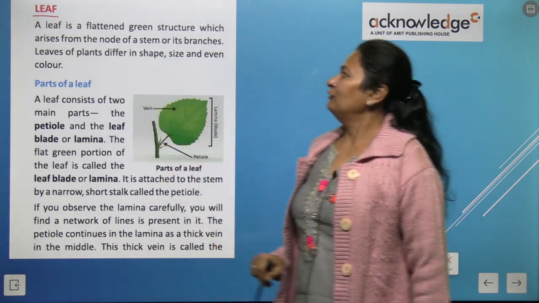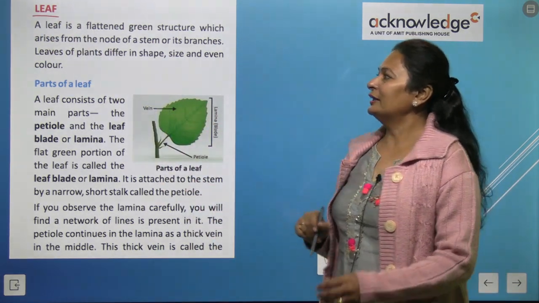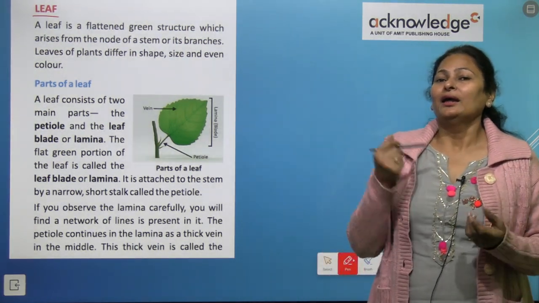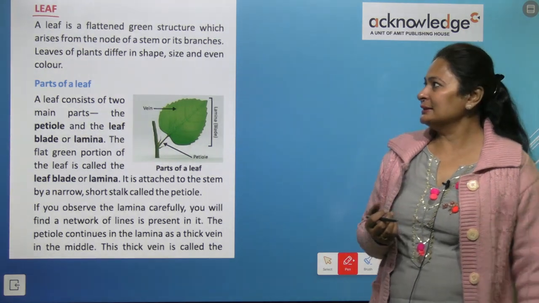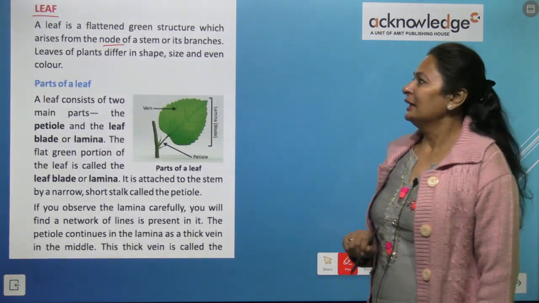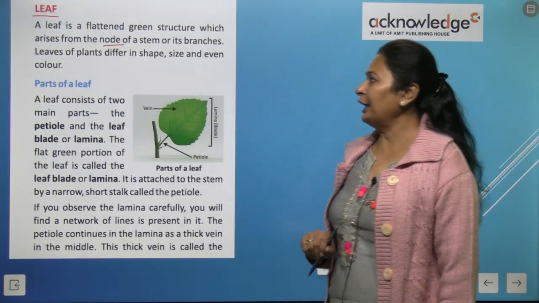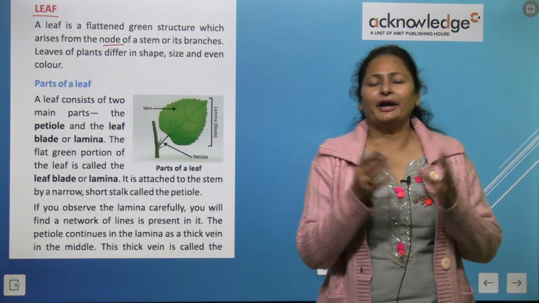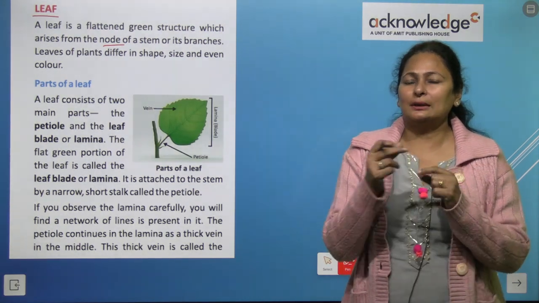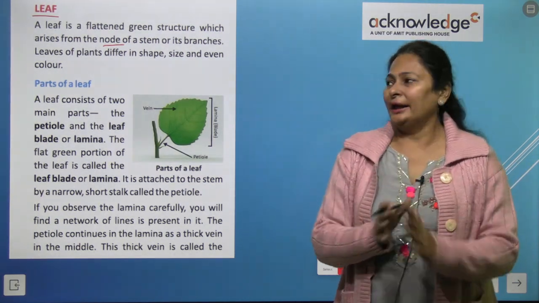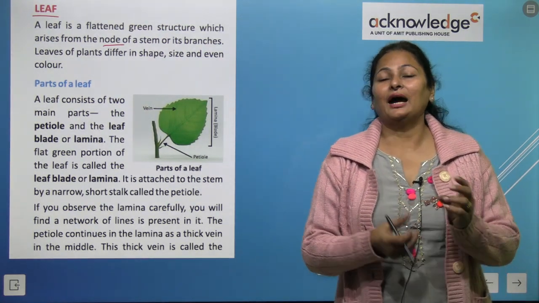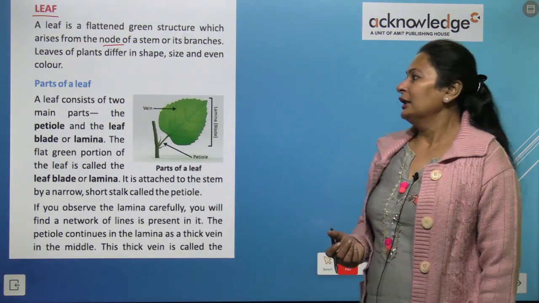So a leaf is a flattened green structure which arises from the node. I told you, nodes are the parts from where the branches and the leaves arise. So from a node of a stem or its branches. Leaves of plants differ in shape, size and even color. You'll find different kinds of leaves. Some are big, some are small, some are narrow, some are wider, right? So the shape of the leaves is different, sizes are different and color is also different.